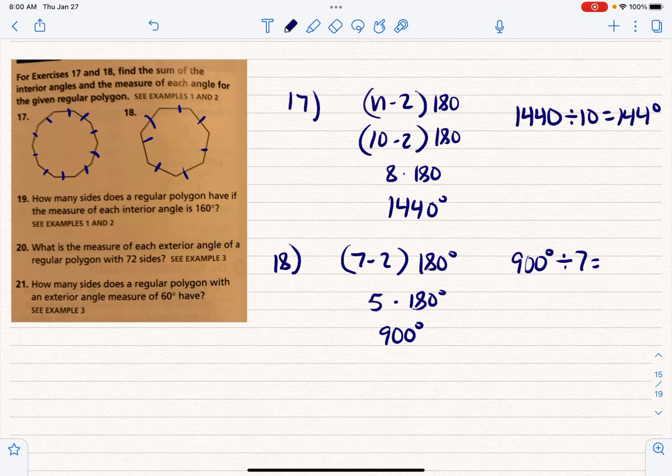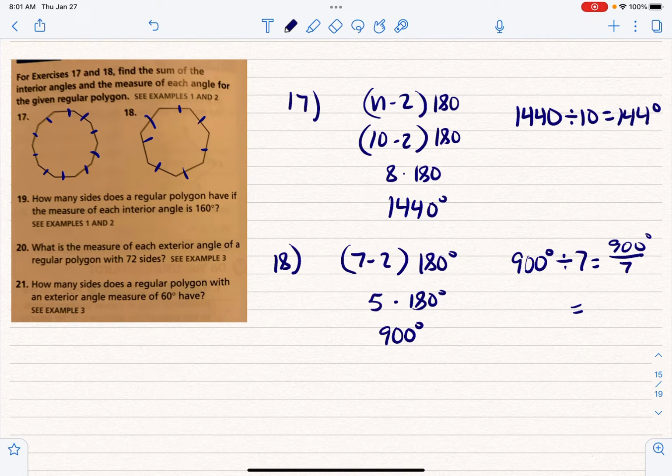900 divided by 7 ends up being what, like 120 something? I don't remember off the top of my head. It's actually appropriate if you put 900 sevenths. That's a fraction that cannot be reduced. 900 sevenths degrees, or I don't have a calculator in front of me, but I think it's about 122 and something like that. Anyway, either answer is acceptable. All right, let's move on.